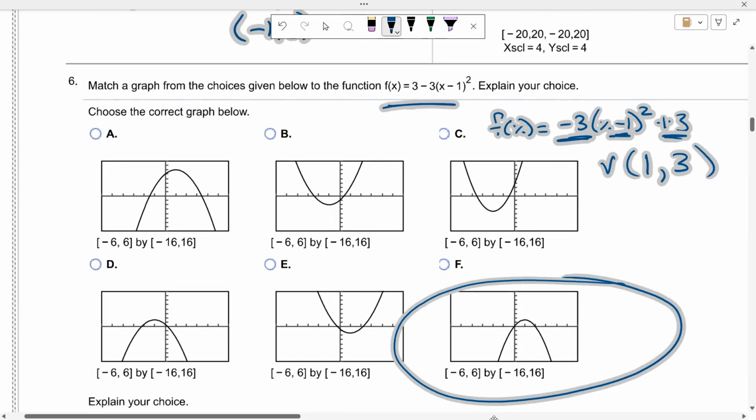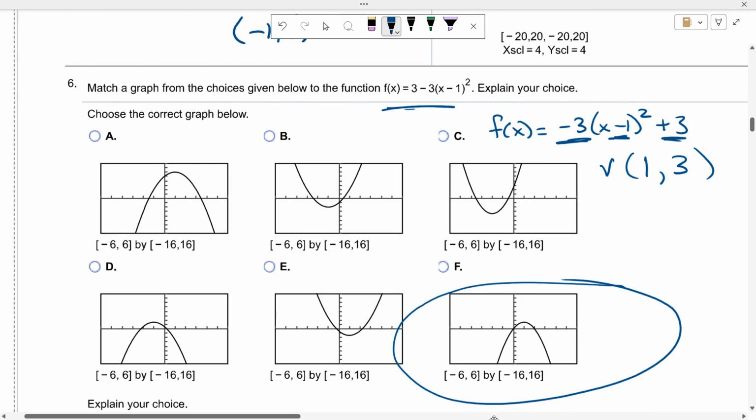So we're going to plug 0 into this equation here. If we plug 0 in, 0 minus 1 is negative 1. Negative 1 squared is 1. 1 times negative 3 is negative 3. Negative 3 plus 3 is 0. So 0, 0 is a point.